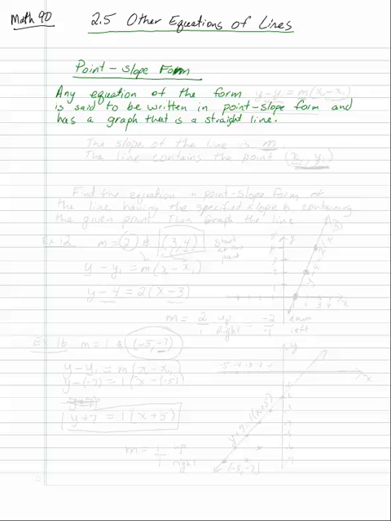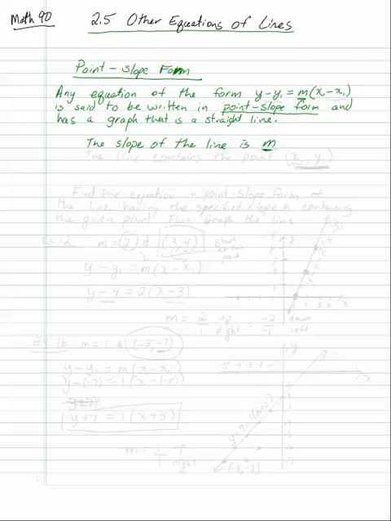So any equation of the form y minus y sub 1 equals m times the quantity x minus x sub 1 is said to be written in point-slope form and has a graph that is a straight line. And just like from slope-intercept, we know that the slope of the line is m. So m, that's your slope.